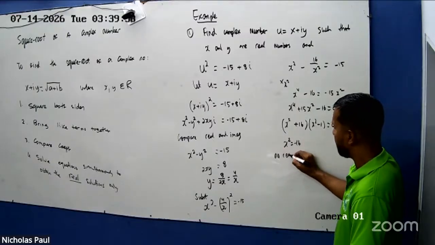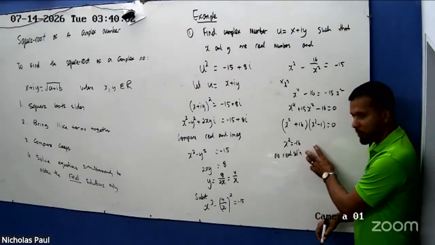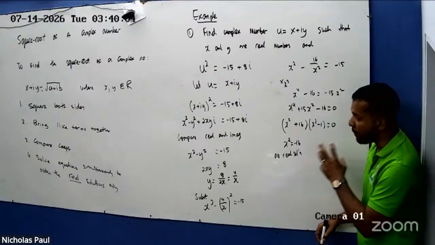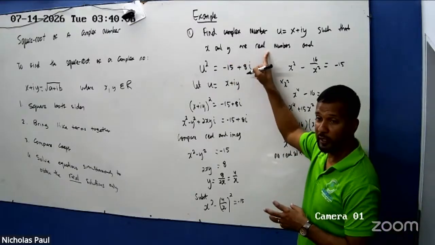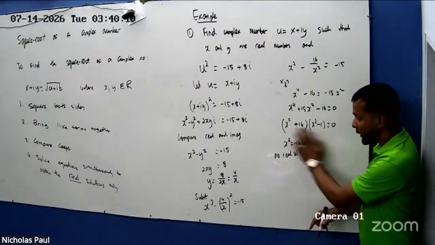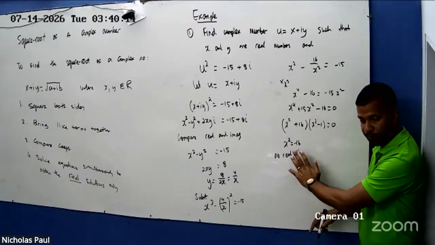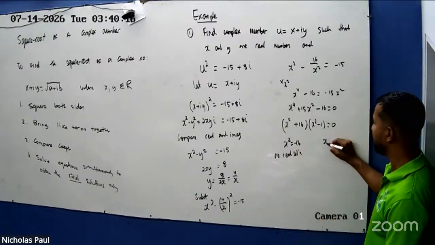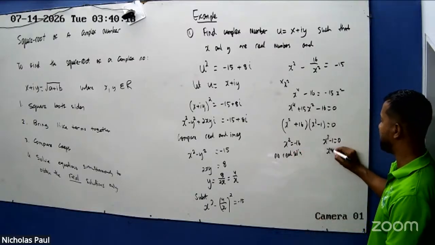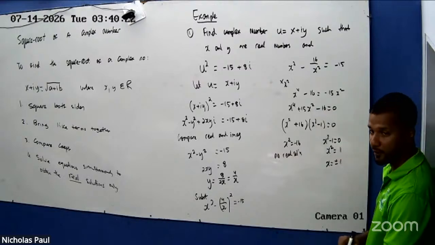No real solution. This might be a little confusing, but remember, x and y are real numbers. So I do not want imaginary solutions. That's the reason why I don't want this solution. And lastly, x squared minus 1 is 0. x squared is 1, x is plus and minus 1.